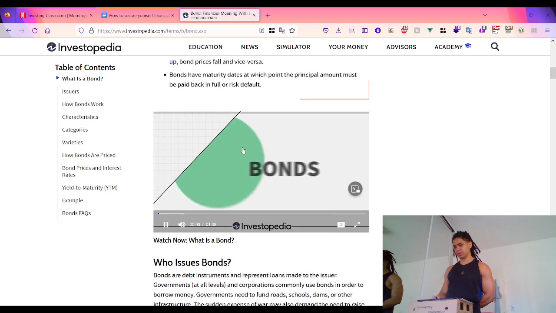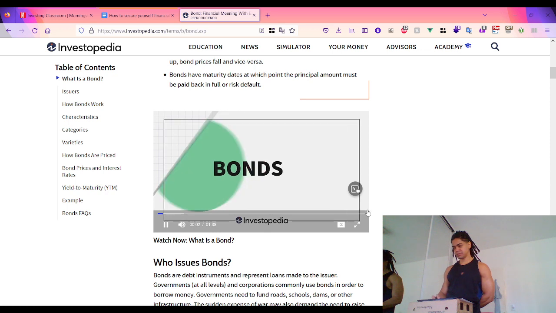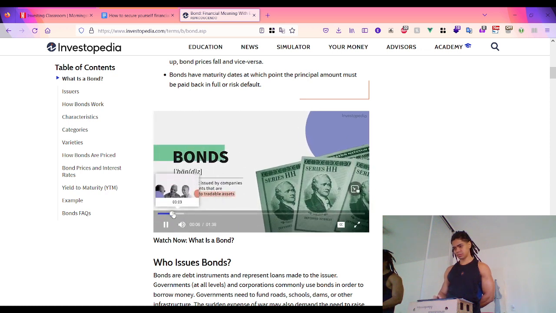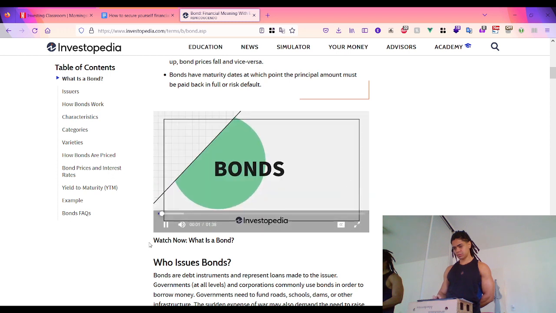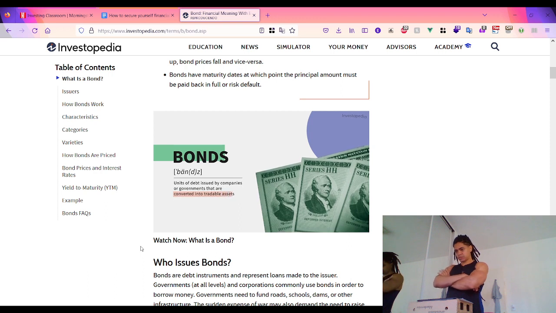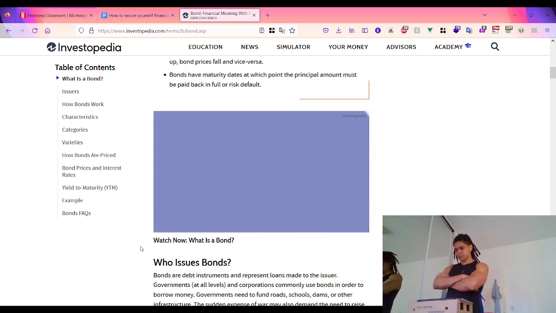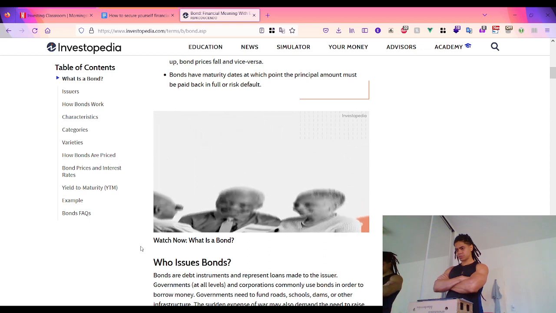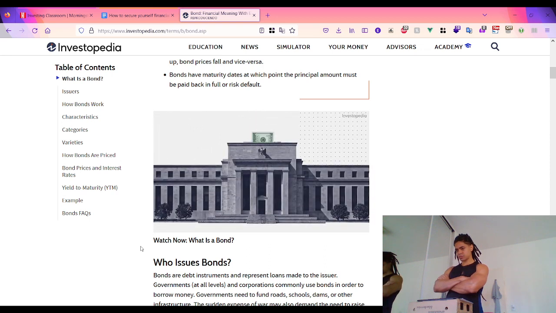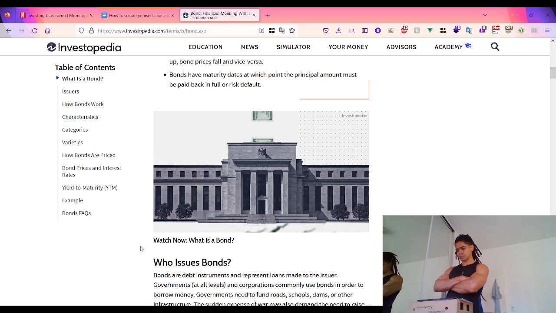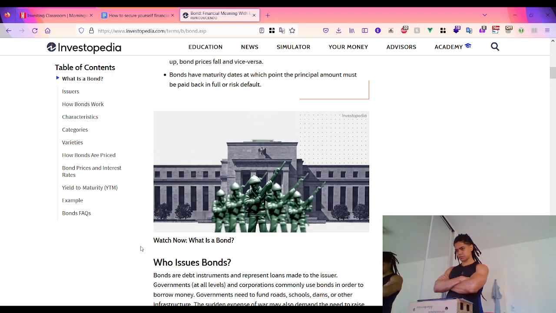So what is a bond? Bonds are units of debt issued by companies or governments that are converted into tradable assets. Essentially, bonds are used to borrow money. For example, governments use bonds to borrow money to pay for schools, roads, and other infrastructure. War can also create a sudden need for funds.